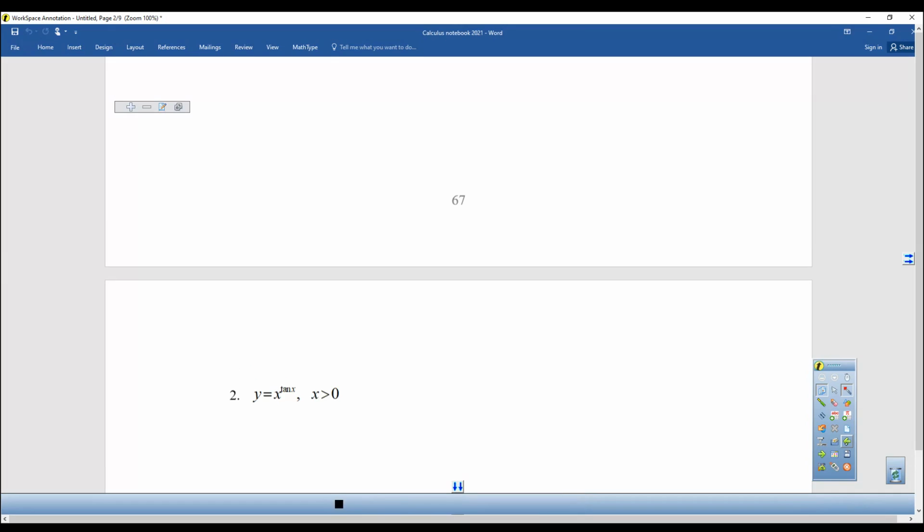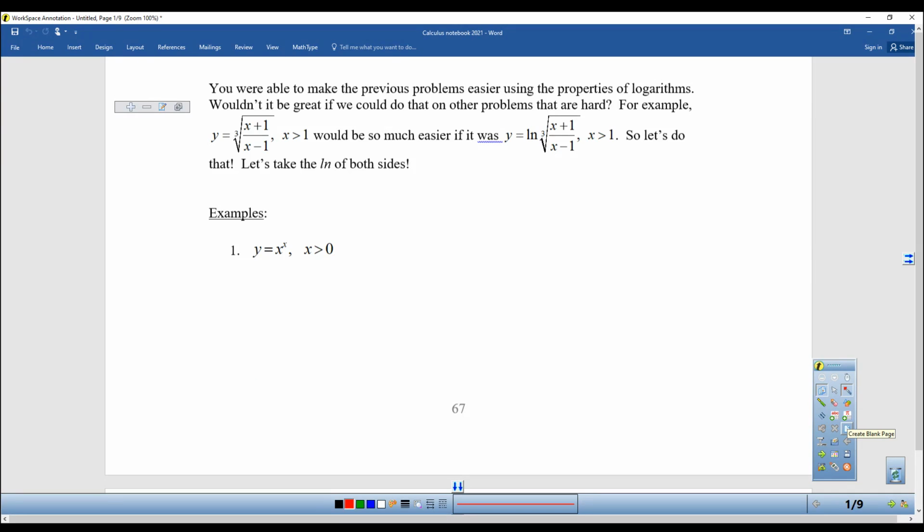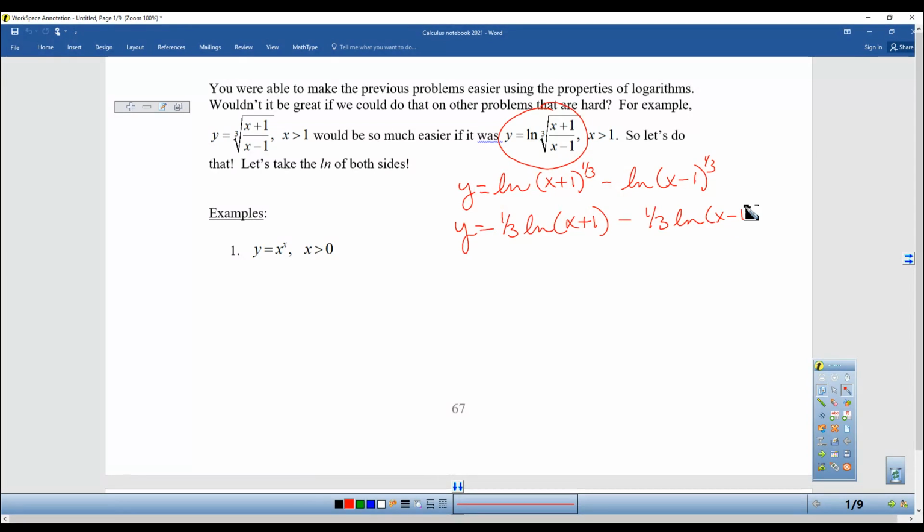So an interesting concept that we did last time was we had an ln in front of something, and we expanded it. So when we had this, we could switch it to ln of (x plus 1) to the 1/3 minus ln of (x minus 1) to the 1/3. And then we made it even simpler by bringing the 1/3 down. This was great. This is what we did last class. And then, of course, the derivative was super easy. But keep in mind, if there's not an ln there, you can't do that.